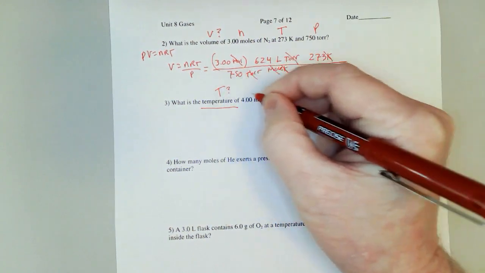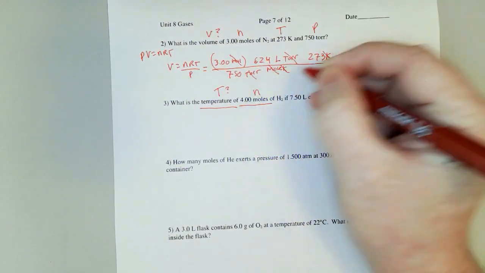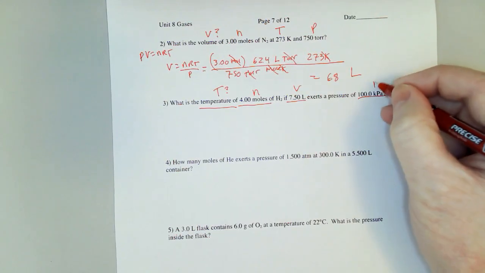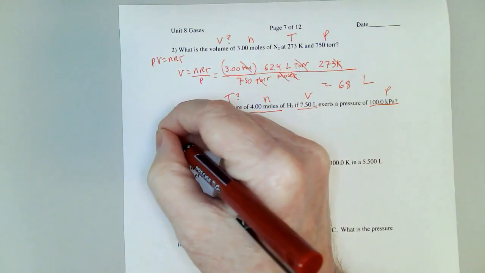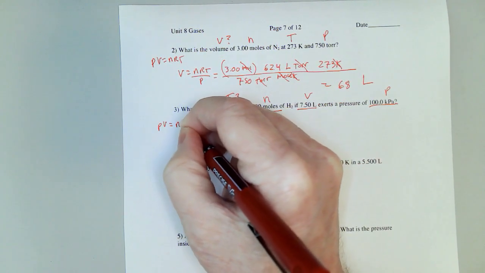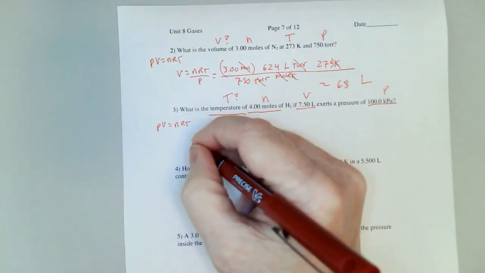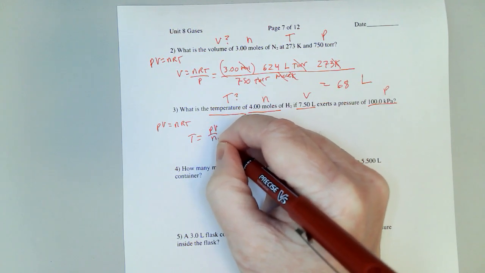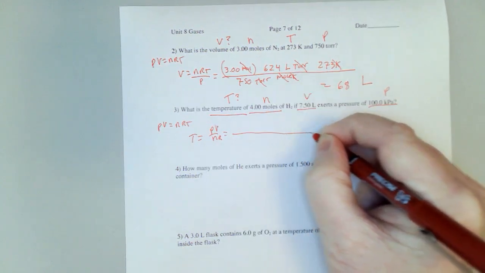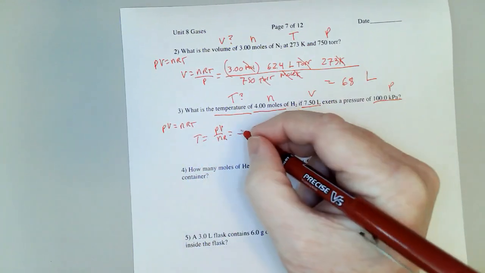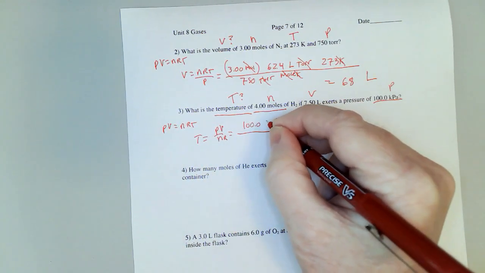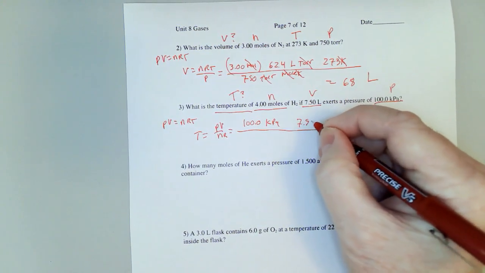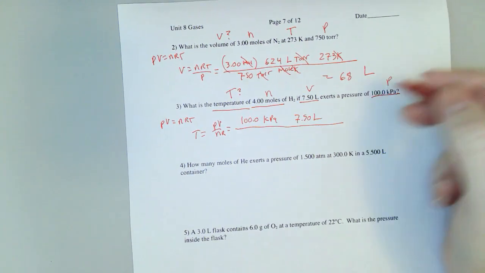So, what is the temperature? T, question mark. 4.00 moles N, 7.5 liters V, pressure P. So, PV equals nRT. T equals PV over nR. So the pressure is 100.0 kilopascals. The volume is 7.50 liters.